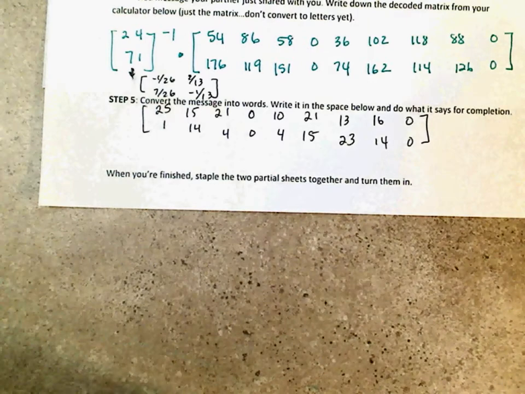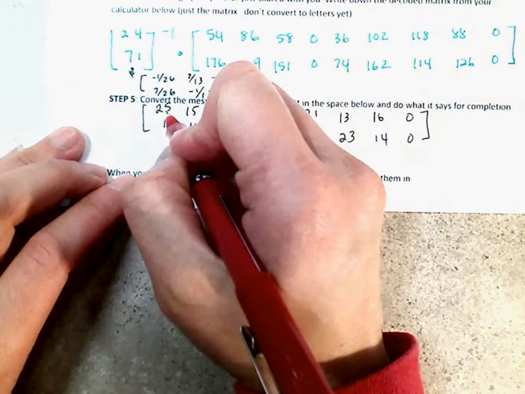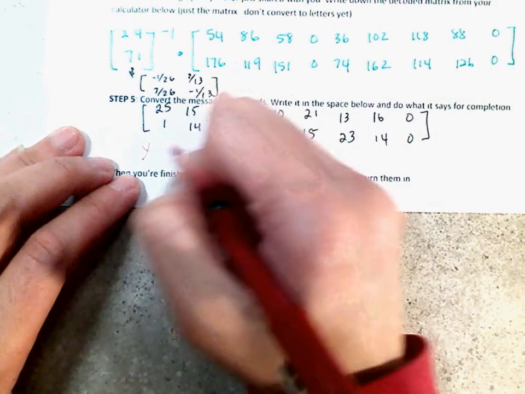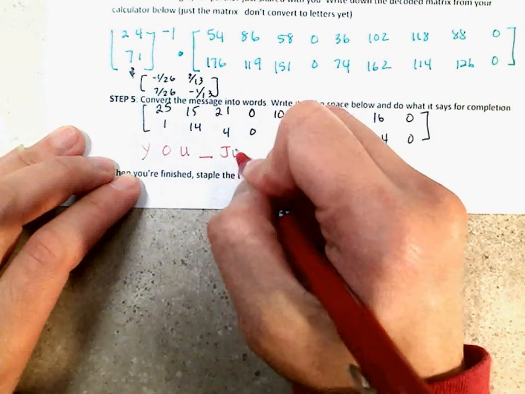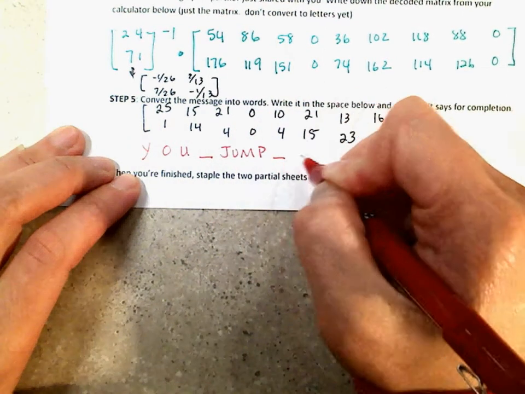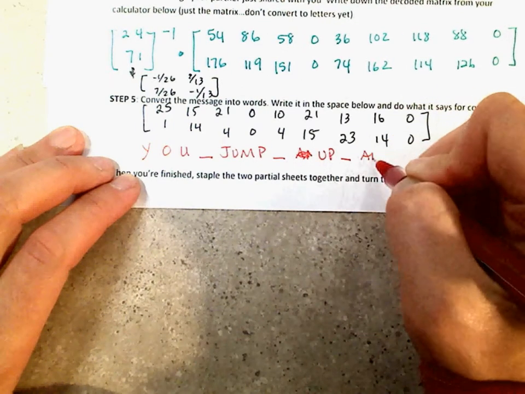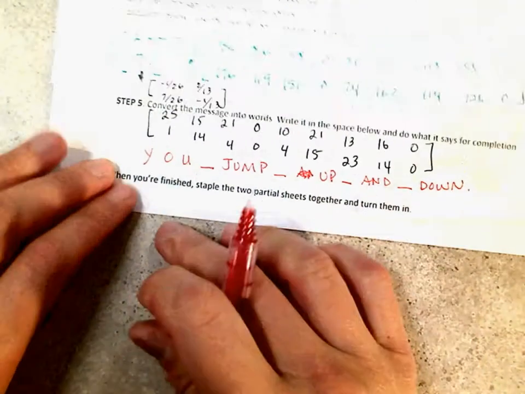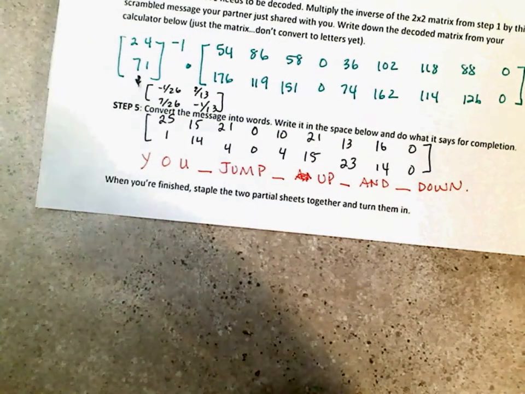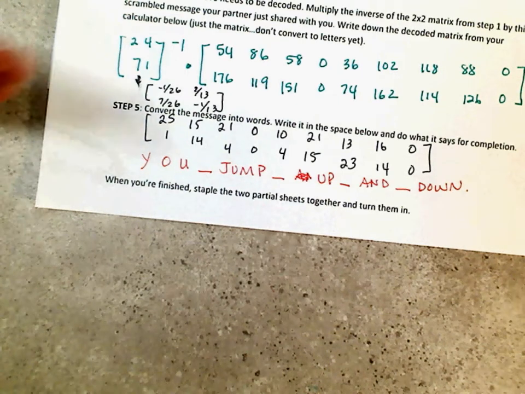Now, after I do all that, I have to translate it over. 25 is Y, O, U, space, jump, space, up, space, A-N-D, space, down. And then my friend is going to jump up and down, okay? So, and that is what you're doing. You're writing a message all based on numbers with one layer of encryption.